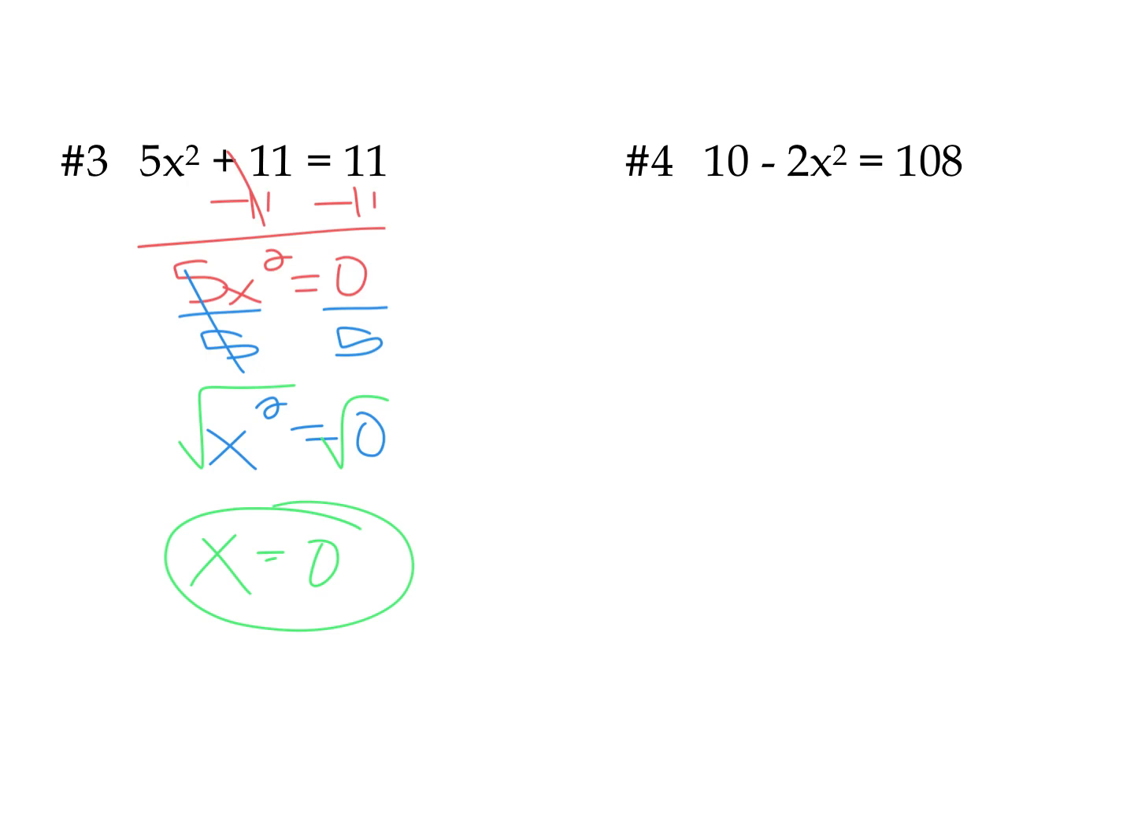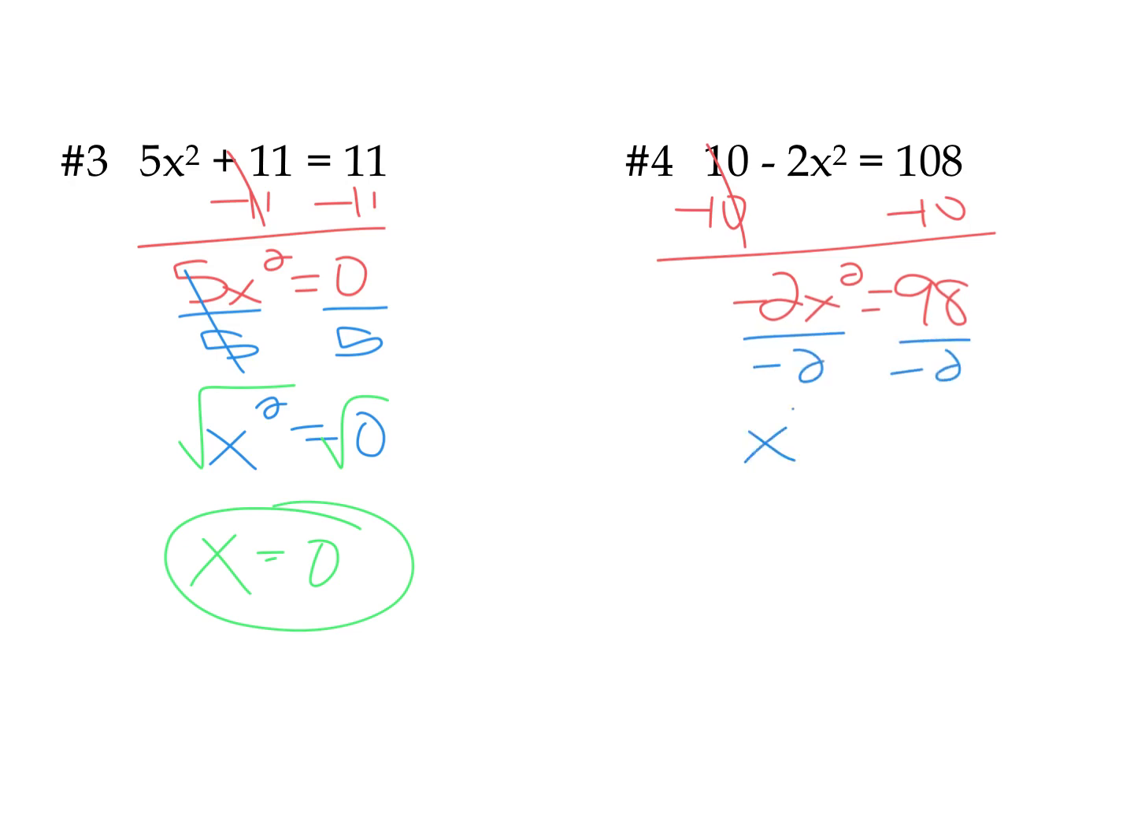All right, and number 4, we're going to subtract 10 on both sides. And we get negative 2x squared equals 98. And now when I divide by negative 2 on both sides, x squared equals 98 divided by negative 2, which would be negative 49. And when you go to square root this, we have to recognize that when we're square rooting a negative, we'll be trying to find a number times itself that gives us negative 49.